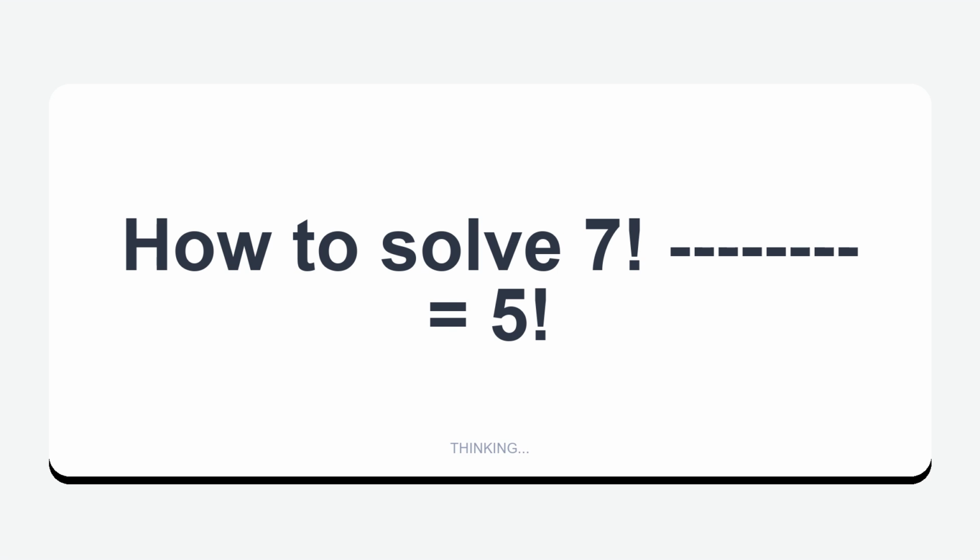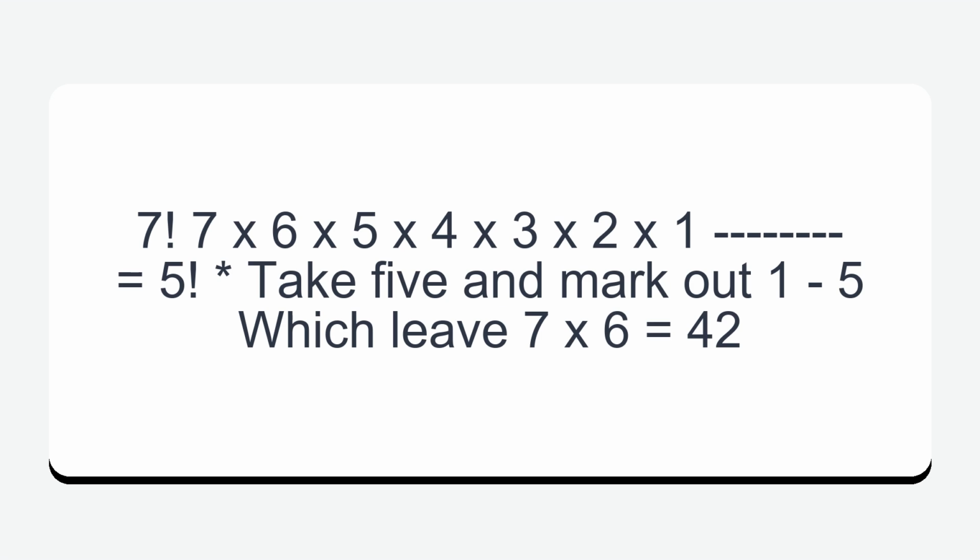How to solve 7 factorial divided by 5 factorial. 7 times 6 times 5 times 4 times 3 times 2 times 1 over 5 factorial. Take 5 factorial and mark out 1 to 5, which leaves 7 times 6 equals 42.